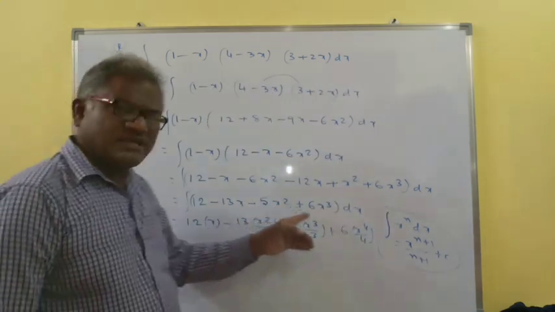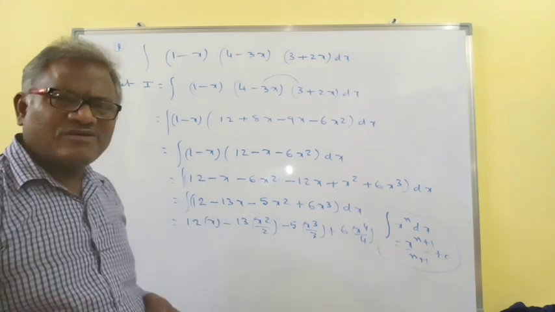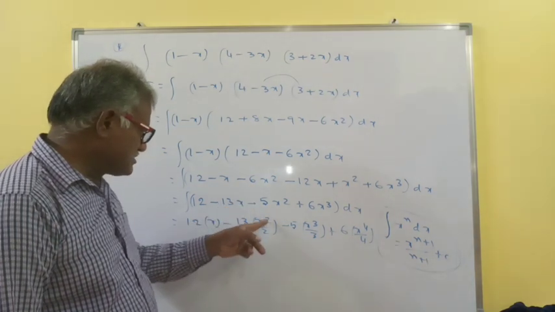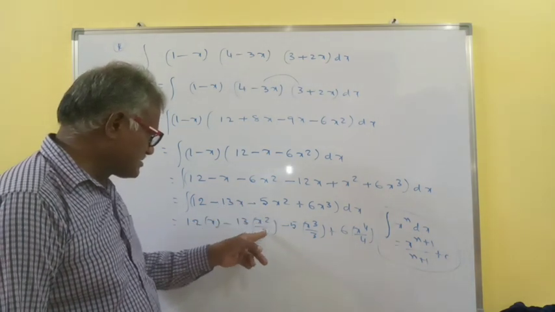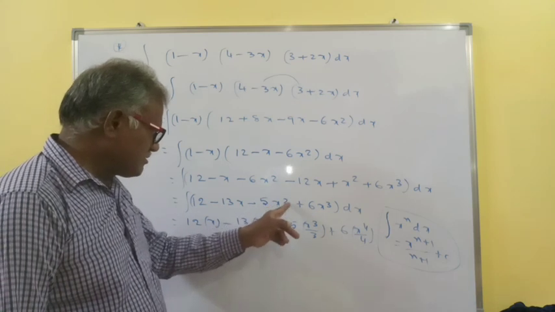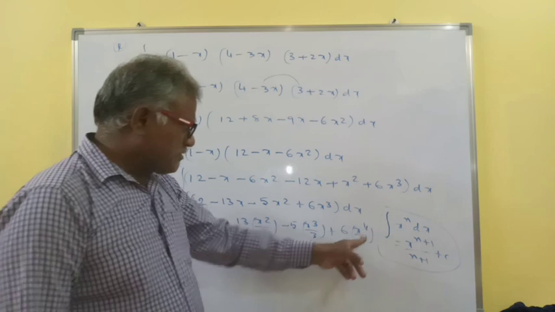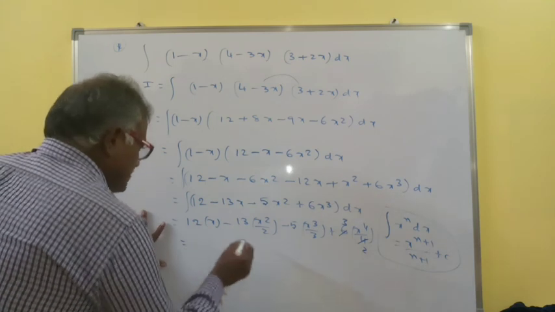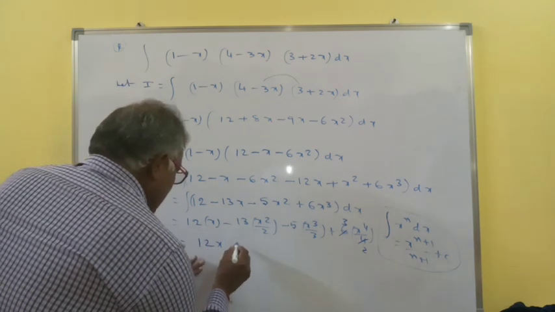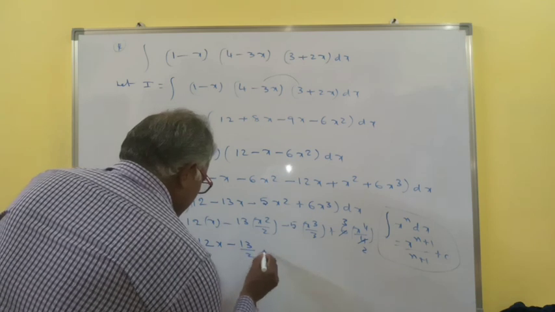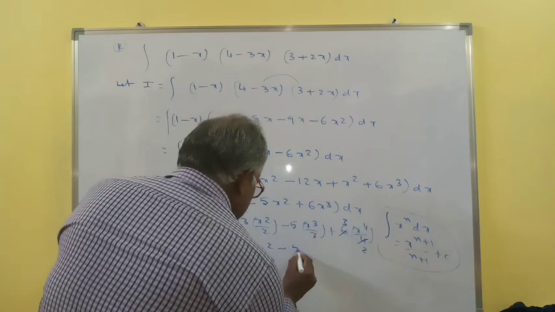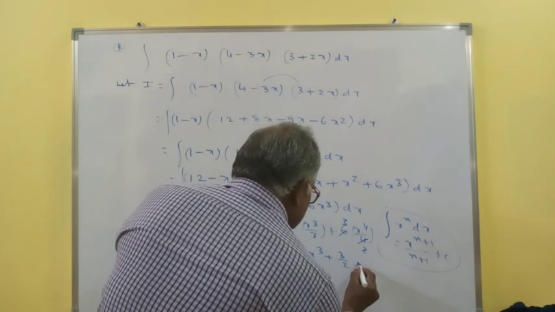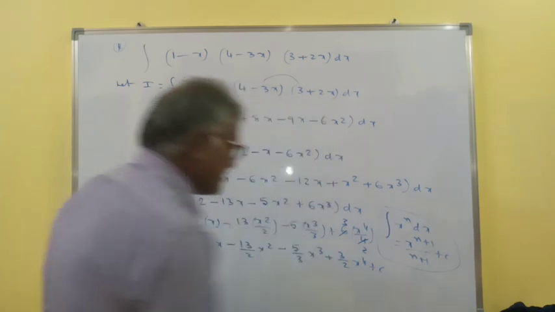Here after simplification, 12 is there. 12 means 12 into 1, and 1 dx means x. Here 13 into x means x power 1, 1 plus 1 means 2, so for x the integral value is x square by 2. For x square, 2 plus 1 by 2 plus 1 means x cube by 3. For x cube, x power 4 by 4. So cancel this, the 2's and the 3's. So the final answer is 12x minus 13 by 2 into x square minus 5 by 3 into x cube plus 3 by 2 into x power 4 plus c.